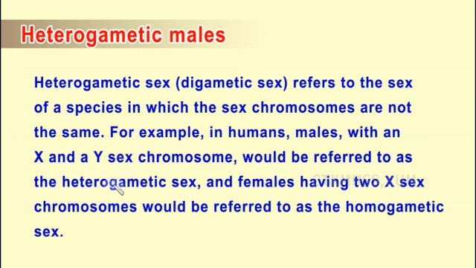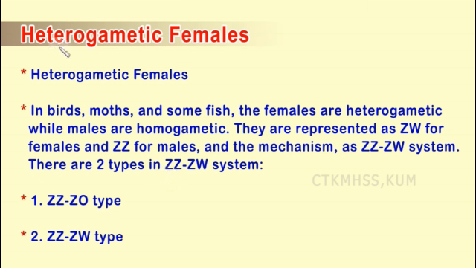Heterogametic females: so far we have seen only males having the heterogametic condition, that is X and Y type, but in birds, moths and some fish, the females are heterogametic, that is they have two different types of chromosomes, while males are homogametic, that is they produce the same type of gametes, whereas the females produce two different gametes. So they are represented as ZW for females and ZZ for males, like how we represent in human beings XY for male and XX for female. But here heterogametic condition is seen only in the female.